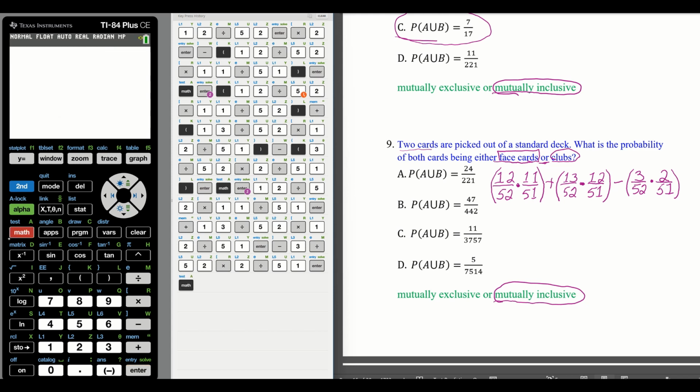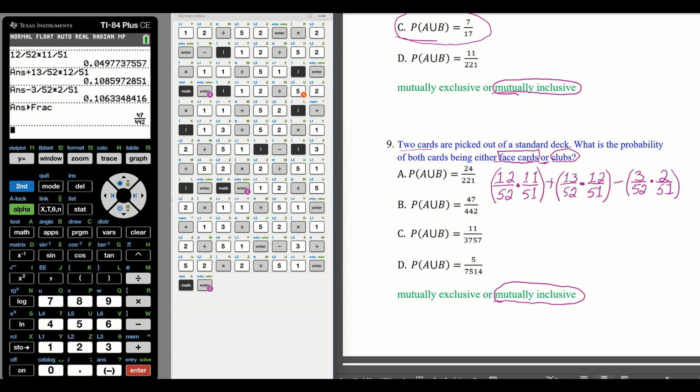Let's see what happens. Oh, good. Yes, order of operations is always going to be an issue. So it was actually better not to use parentheses, to do each one at a time. And there's our answer, 47 out of 442.